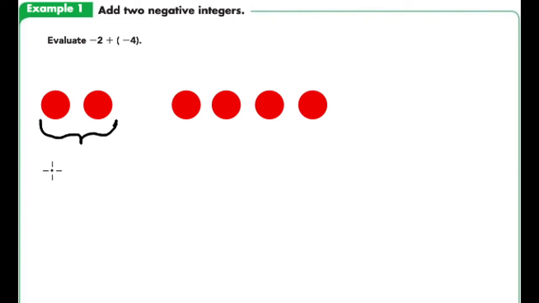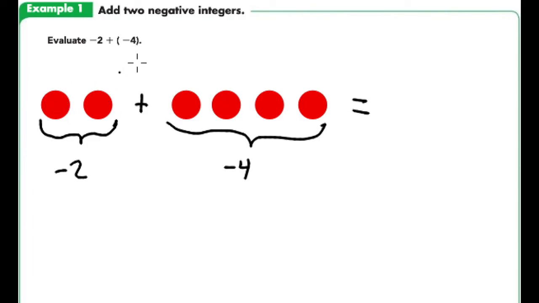So our first section here, that's two reds, that would represent two negatives, plus our next integer was a -4, and there's four reds, that would represent four negatives. And we could count how many negatives we have total. We have 1, 2, 3, 4, 5, 6 total negatives. So that will leave us with a -6.